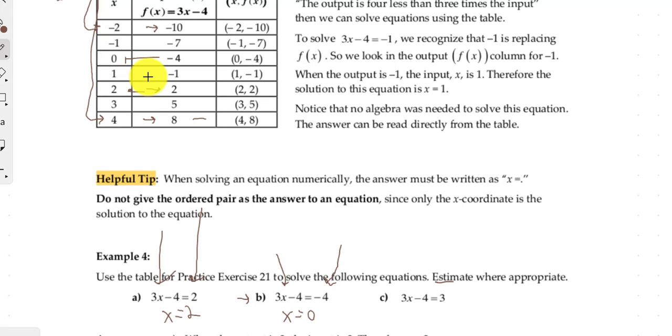Sometimes you have to estimate, right? For letter C, we're trying to figure out the value of x when y is 3. So y equals 3 is somewhere in here, right? It's in between the 2 and the 5. So my answer should be x is between 2 and 3. So I might say something like x equals 2.5. That could be an estimate. And if you're estimating, usually your equal sign would be a little wavy, right? That's an approximate answer, right? X is somewhere between 2 and 3, when y is somewhere between 2 and 5. Okay?